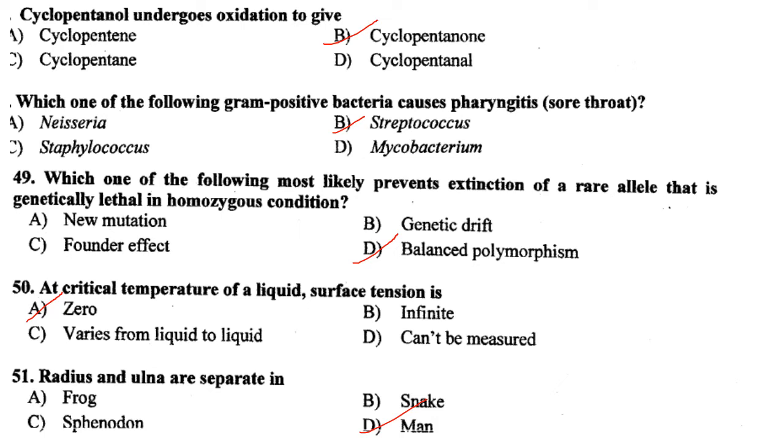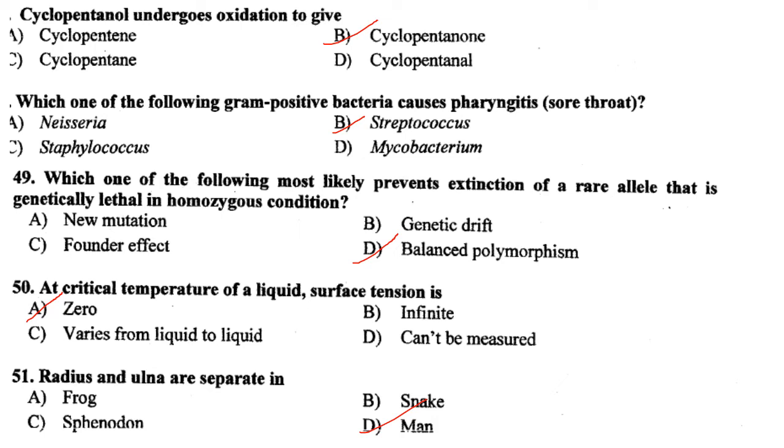Then cyclopentanol undergoes oxidation to give cyclopentanone. Answer is option B. Which one of the following gram-positive bacteria cause pharyngitis, sore throat? So it is by Streptococcus pyogenes. So answer is option B, Streptococcus.